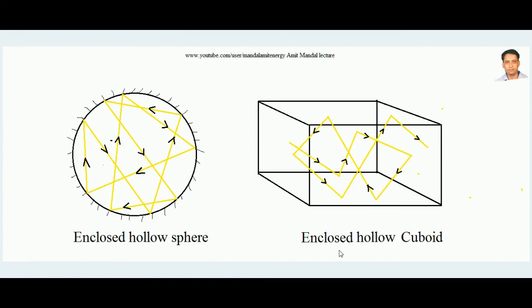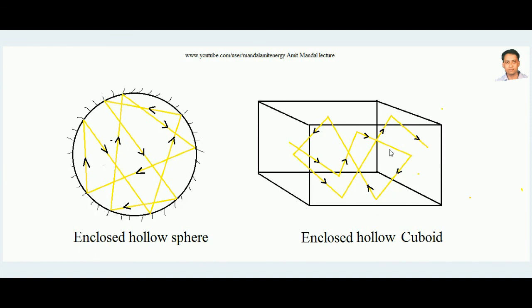Similarly, this is an enclosed hollow cuboid. Radiation exchange happens between the faces of this hollow cuboid. This is the condition for radiation exchange between enclosed surfaces. Again, radiations cannot go out of this cuboid.